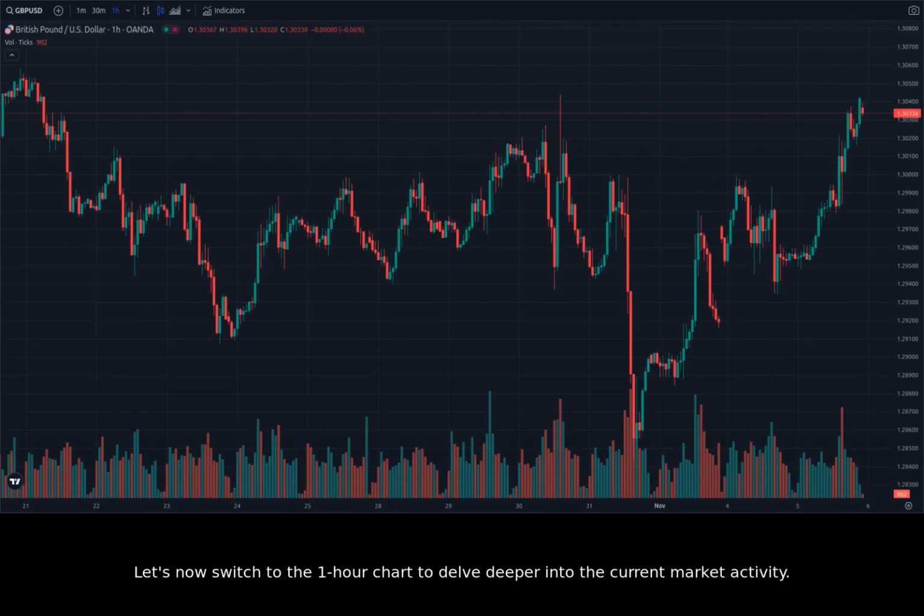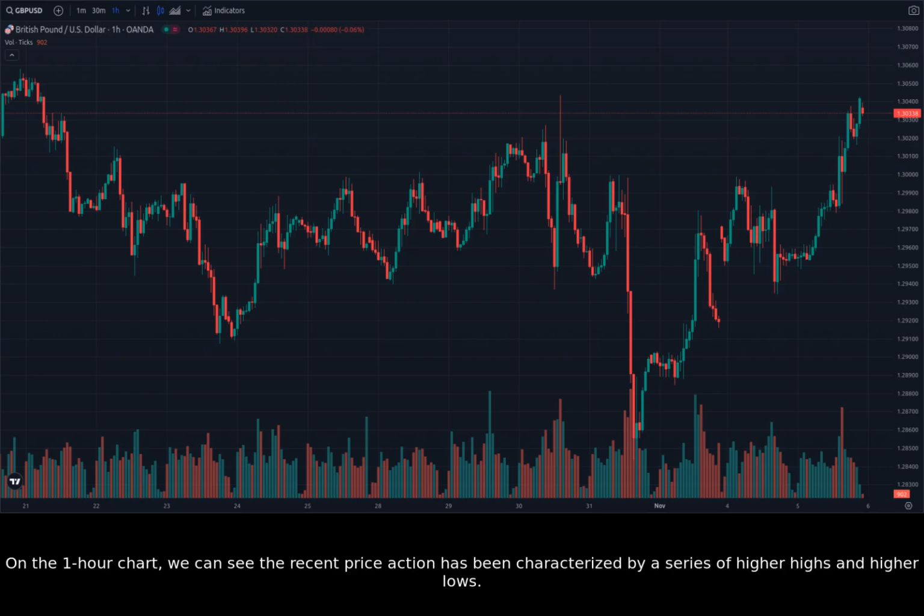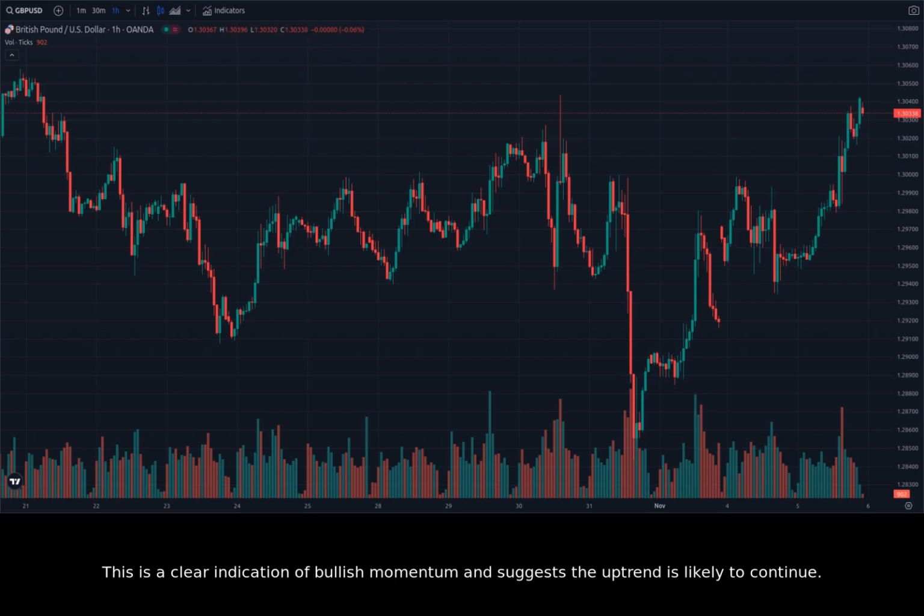Let's now switch to the 1-hour chart to delve deeper into the current market activity. On the 1-hour chart, we can see the recent price action has been characterized by a series of higher highs and higher lows. This is a clear indication of bullish momentum and suggests the uptrend is likely to continue. However, there are signs of potential consolidation or a pullback in the near term. The 1-hour chart shows that GBPUSD has been trading above its 20-period SMA, reinforcing the bullish trend.